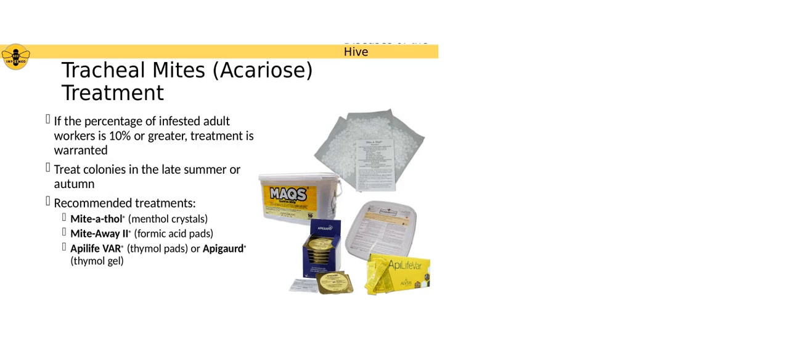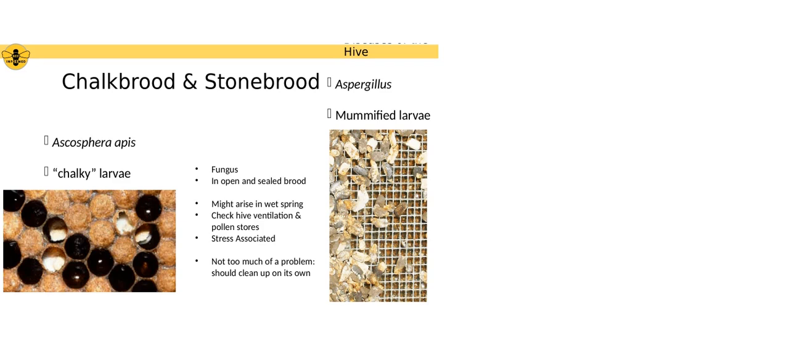So if the percentage of infested adults is 10% or greater, treatment is warranted. You would want to treat the colonies in late summer, autumn. And one of the reasons it's not a major problem is because when we started getting varroa mites in the 80s, a bunch of different products were developed for treating varroa mites. Well, some of those, specifically the thymol products, were also effective against tracheal mites. So if you're using Apiguard, it's also going to be effective against tracheal mites. So that's one of the main reasons we don't see it anymore. It's just that a lot of varroicides are also effective against the tracheal mites.